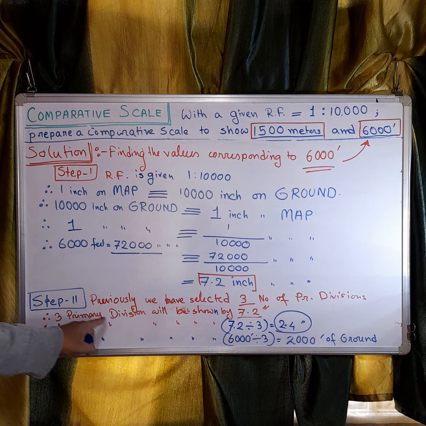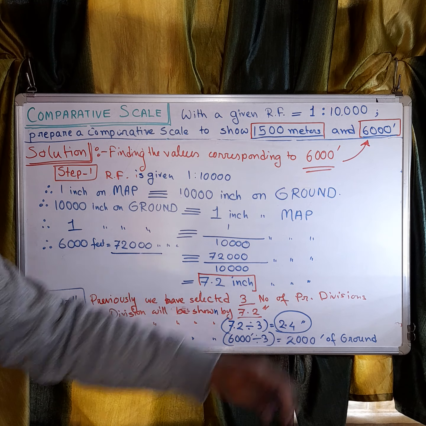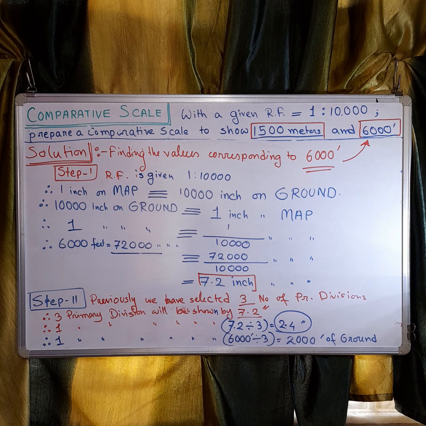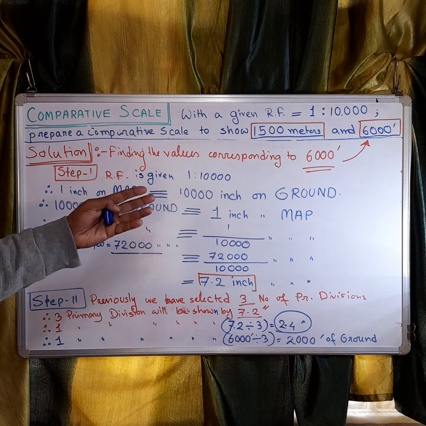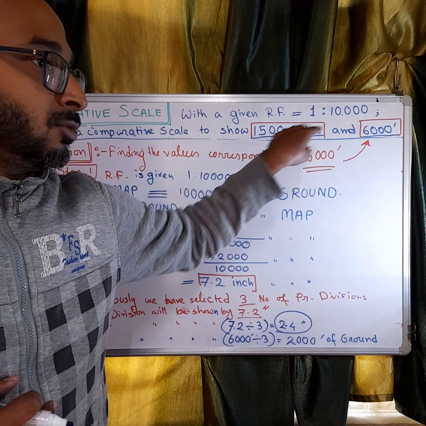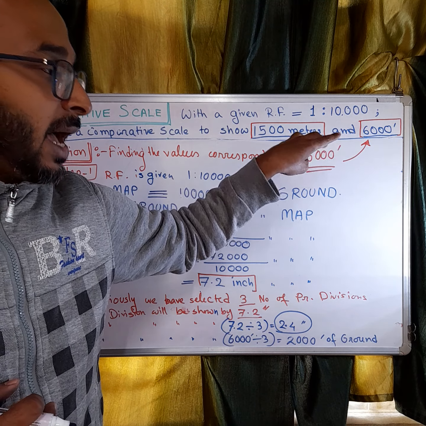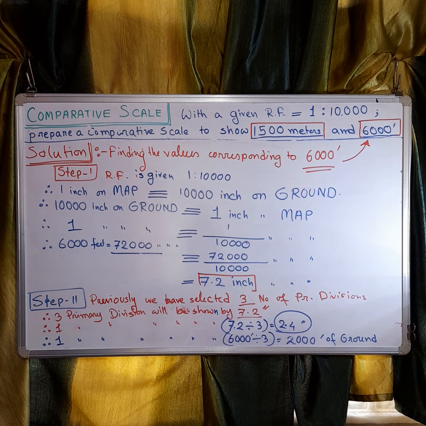In step 2, previously we have selected 3 primary divisions. As we know from the characteristics of the comparative scale, both the distances will have a similar number of primary divisions and a similar number of secondary divisions.